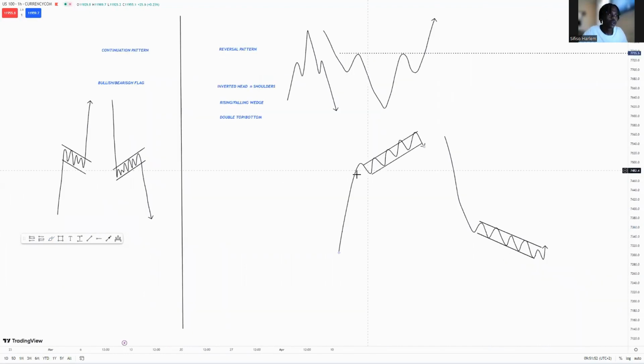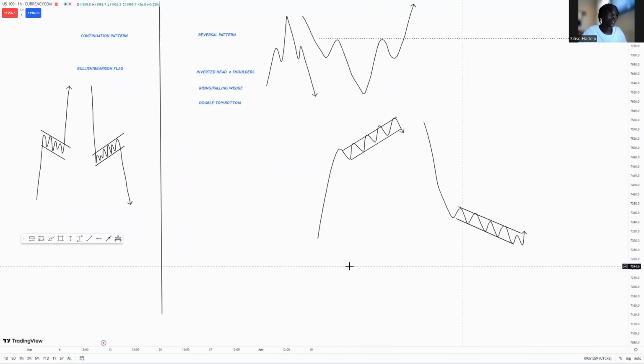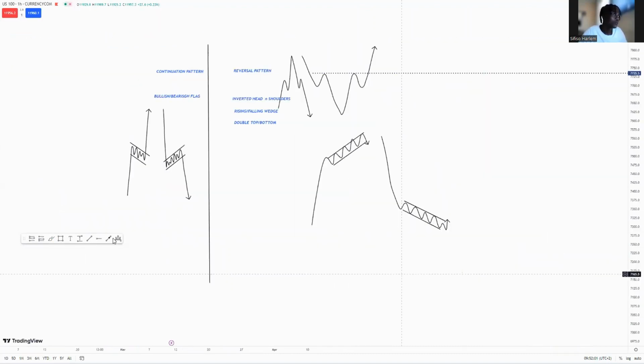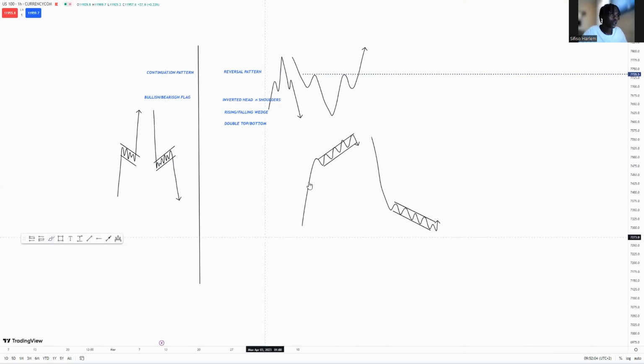So this is how you spot a what? This is how you spot a rising wedge, and this is how you spot a what? A falling wedge. So the last one, we're having a what? We're having a double top, and we're having a what? A double bottom. Let me try and do this so I can have space for my lows right there.